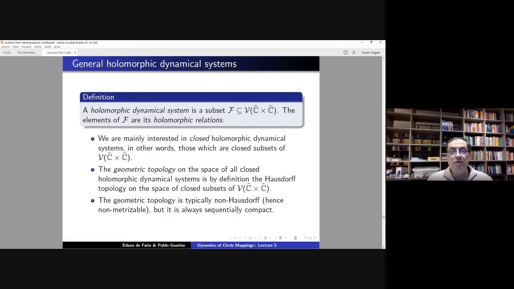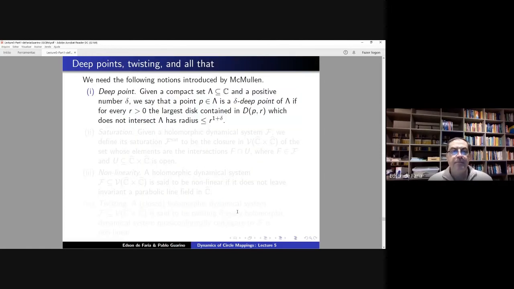The geometric topology is a little bit nasty. It's typically non-Hausdorff, but at least it is sequentially compact, so if you're given a sequence, you can extract subsequences which are convergent and all that. Okay, once you know what a holomorphic dynamical system is, and I'm telling you, this is very broad, it encompasses things like Kleinian groups. It encompasses things like holomorphic maps, like quadratic maps or rational maps of the Riemann sphere or transcendental maps or whatever. Once you know that, you still need to know a few concepts in order for me to state McMullen's criterion.